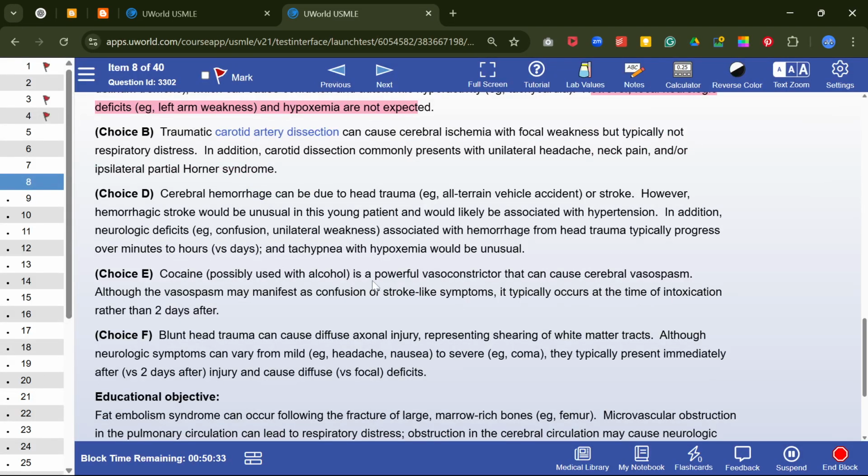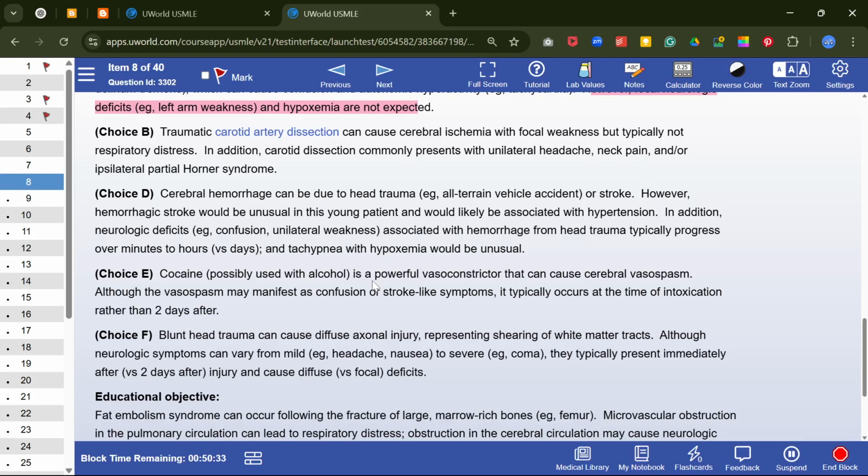Cocaine, possibly used with alcohol, is a powerful vasoconstrictor that can cause cerebral vasospasm. Although the vasospasm may manifest as confusion or stroke-like symptoms, it typically occurs at the time of the intoxication rather than 2 days after.